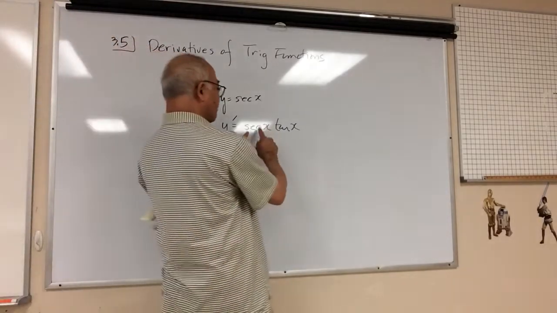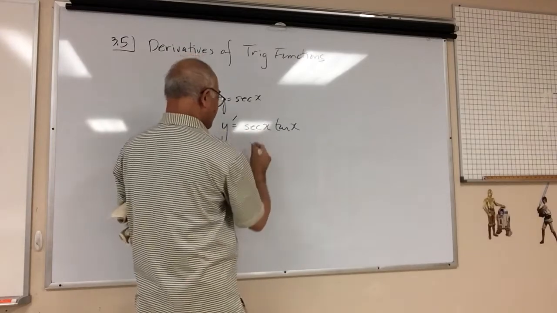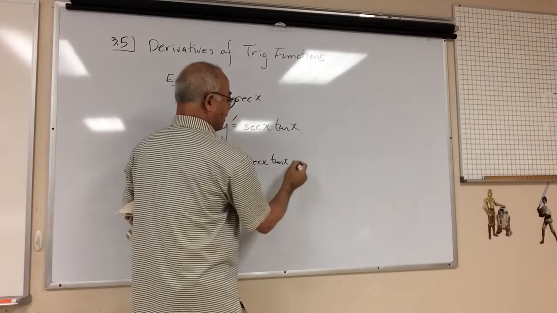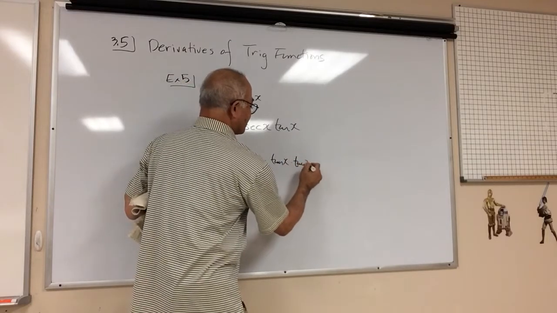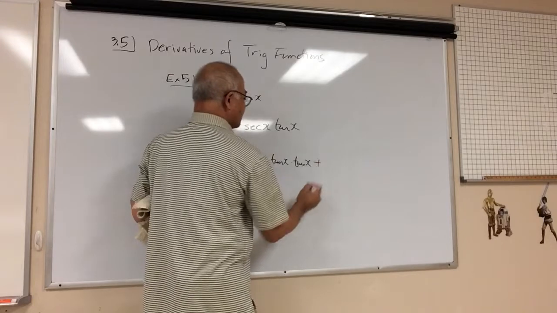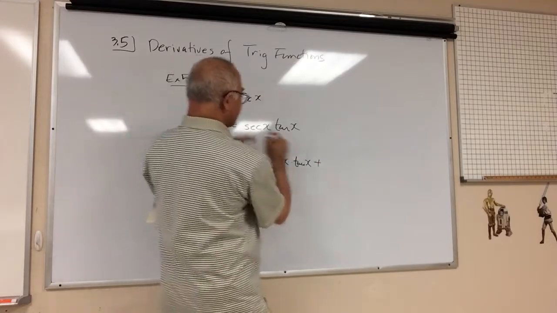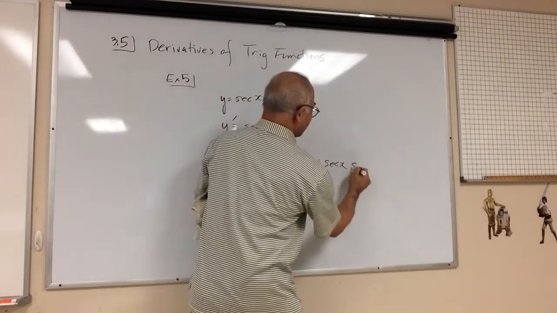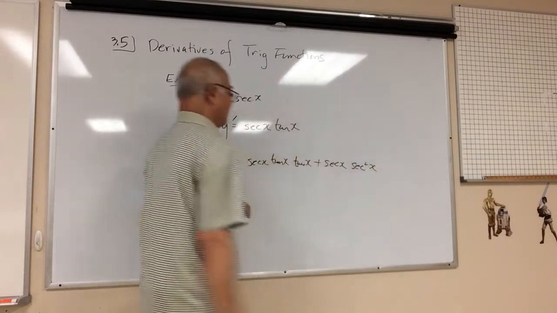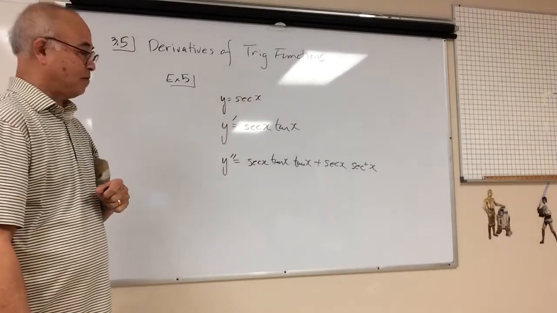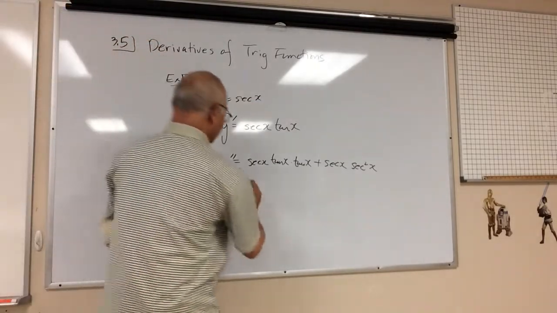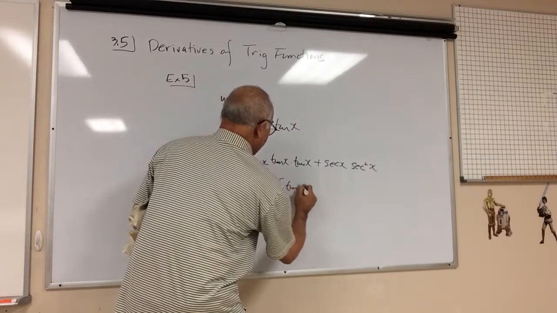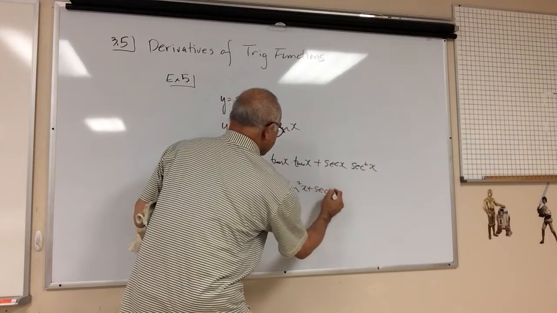So I take the derivative of this, which is secant x tan x, and I just keep this guy, tan x, right? Plus, now I keep this guy, and I take the derivative of this guy, right? Okay, got it. So then I'm going to get secant x tan squared x plus secant squared x.